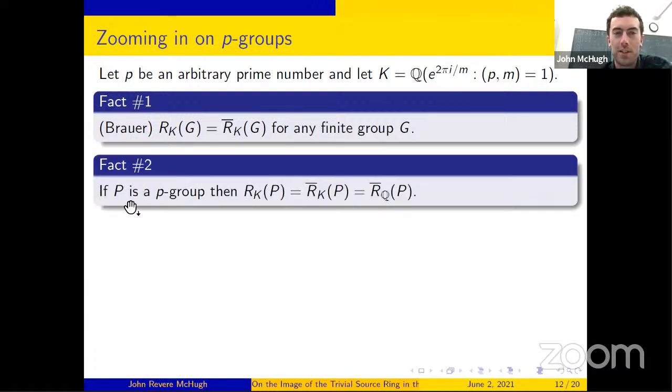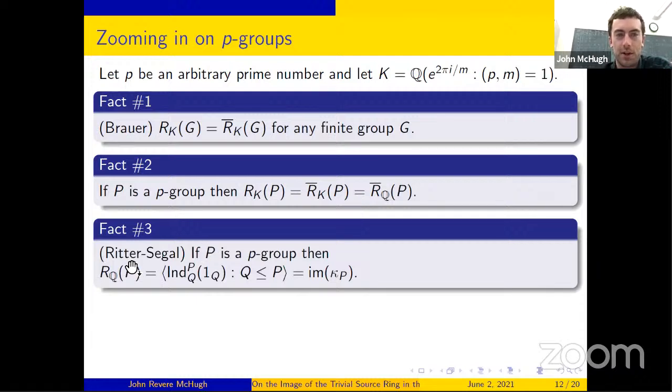Fact number 2: if P is a P group, then R_K of P is equal to R bar K of P. So every K-valued virtual character comes from a K representation. And that just follows from fact 1. What fact 2 is really saying is that this ring is the same thing as the Q-valued virtual characters. And that's because K doesn't contain any roots of unity of order divisible by P. So that's not too hard to show.